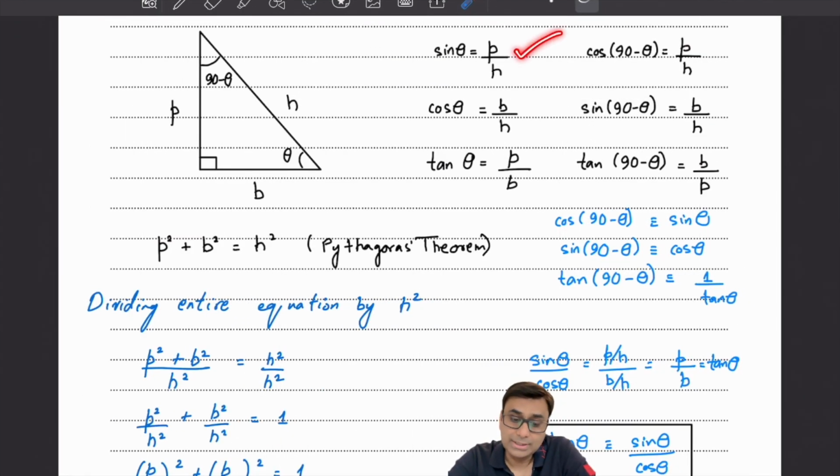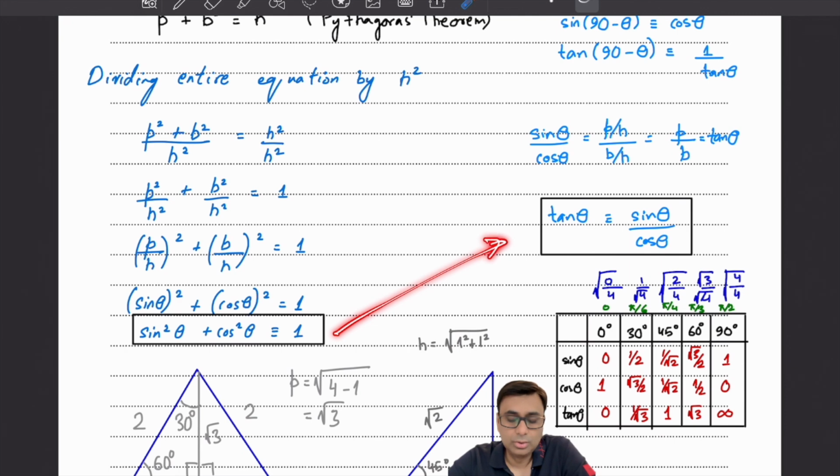Now, if I look at sine theta, which is perpendicular over hypotenuse, and I look at cos theta, which is base over hypotenuse, and I divide sine theta by cos theta, the hypotenuse will cancel out in both of them, and I will be left with perpendicular over base, which can be identified as tan theta. So that also tells me that tan theta is equal to sine theta over cos theta. So these are the two formulas that we will be using to try and prove different identities.